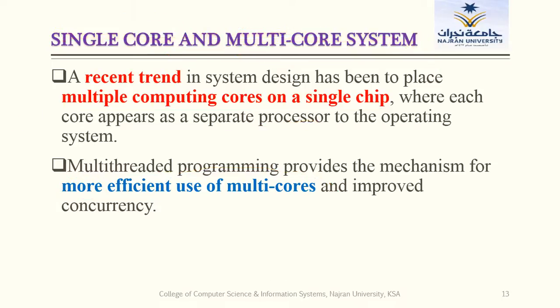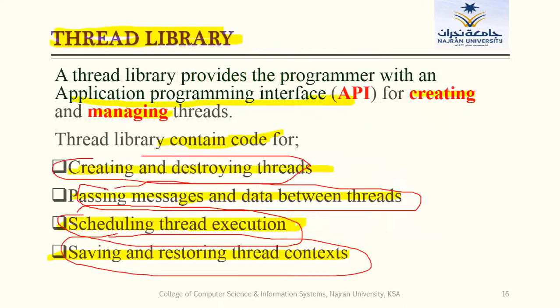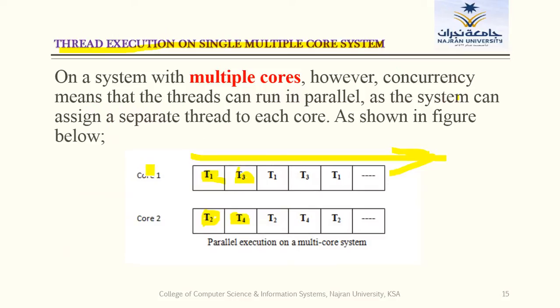Okay, and then we have seen how the thread is executed on a single core system, and we have discussed that suppose in our application we have 4 threads, T1, T2, T3 and T4. How are they executing in terms of time? Of course, because we have one processor, we need more time to execute all these threads. But if we see thread execution on a multiple core system, in terms of time it is taking less time.